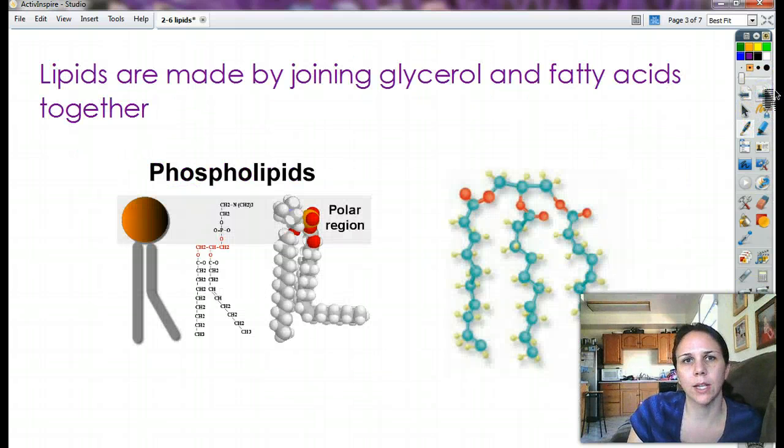Now let's take a look at how they're joined together. Lipids are made by joining together the glycerol and the fatty acids. This one right here is called a phospholipid. This one is super duper important because this is the one that makes cell membranes.